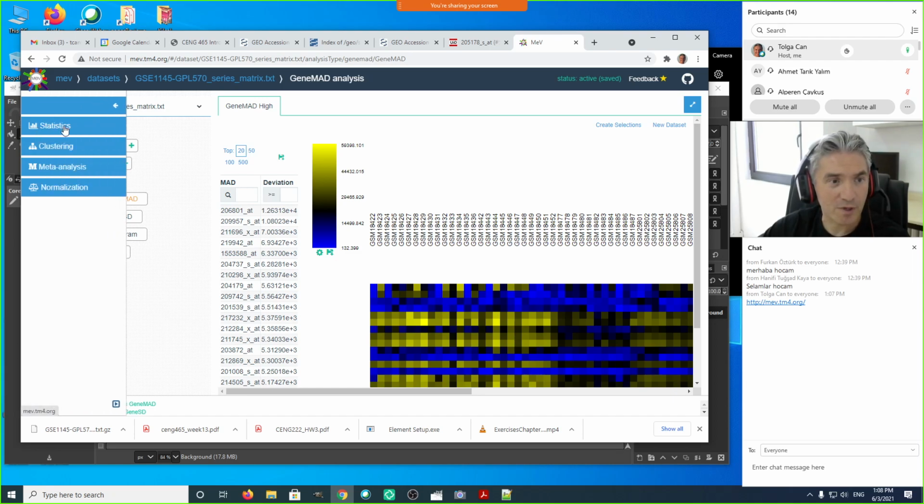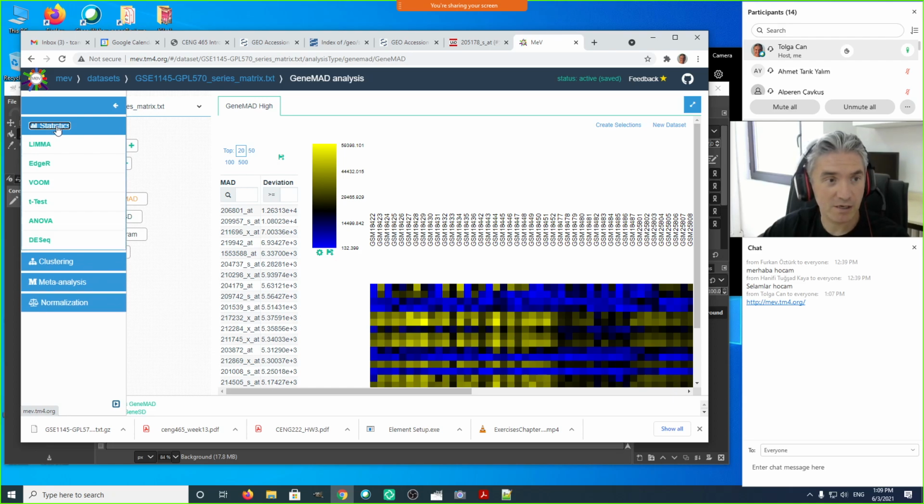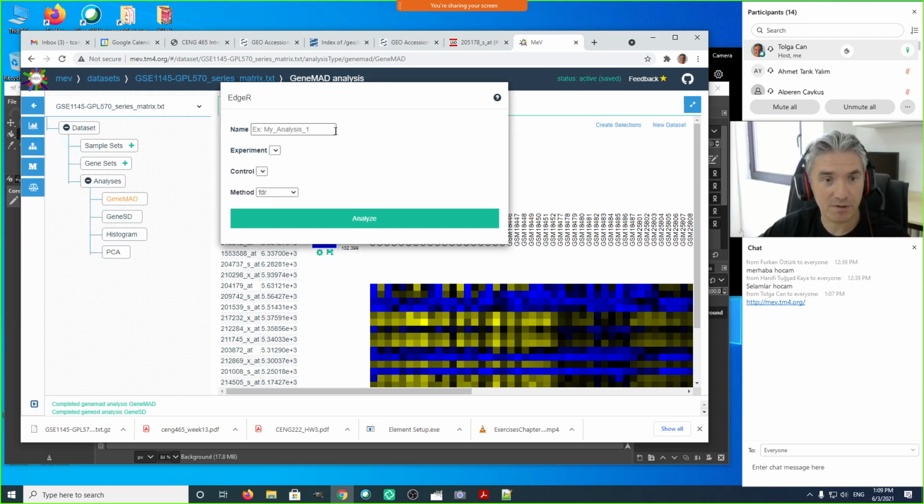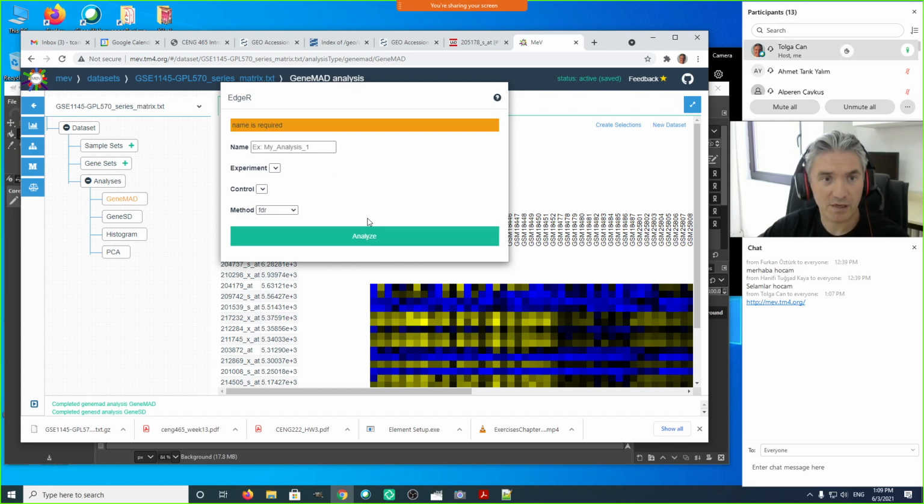But you can also do some analyses yourself: statistics, clustering. In this course, we're going to see clustering, but if you're interested in differential expression analysis, when you click on statistics, you can conduct classical statistical tests like ANOVA and t-test. These are EdgeR and DESeq that I mentioned. If we click on EdgeR, for example, when I say analyze, a name is required, so we need to give it a name. Let me call it EdgeR test.